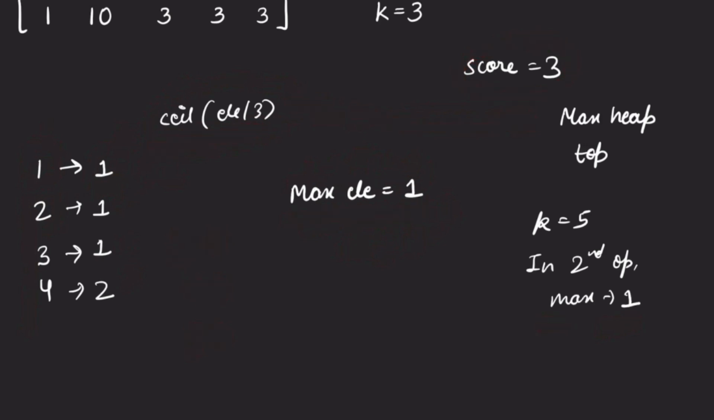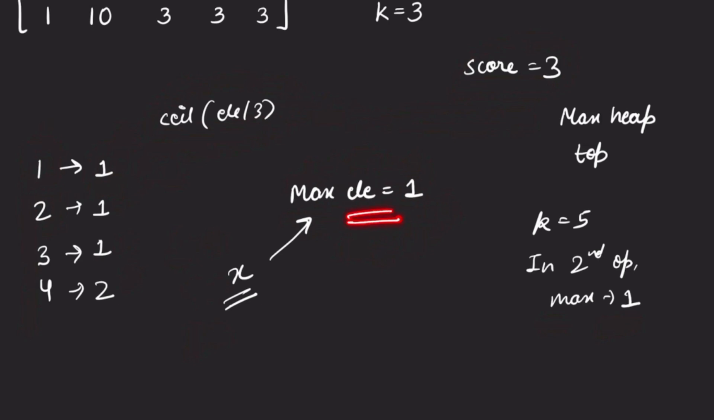Right. So can I say that whenever you are at some operation x, and your max element became 1, then in all of the remaining operations including this operation, you will be incrementing your score by 1, right?